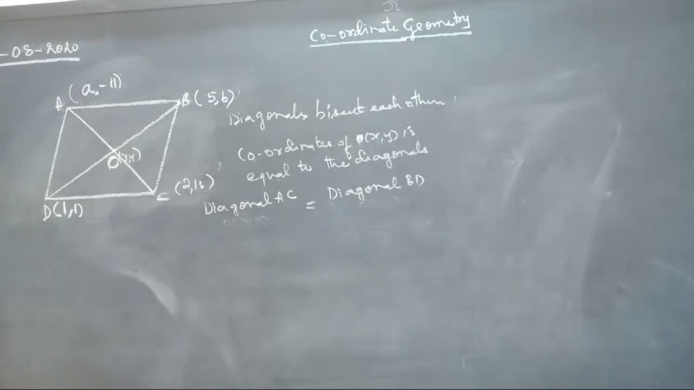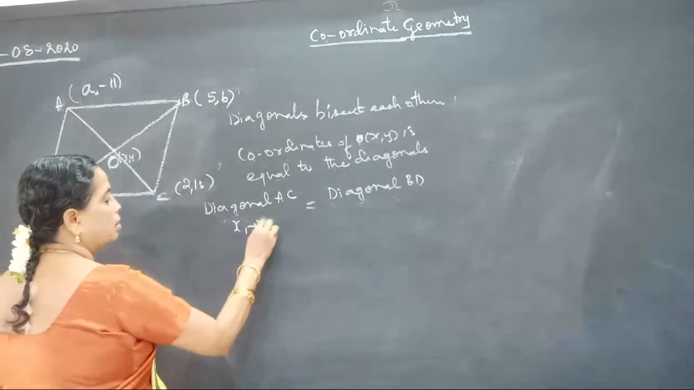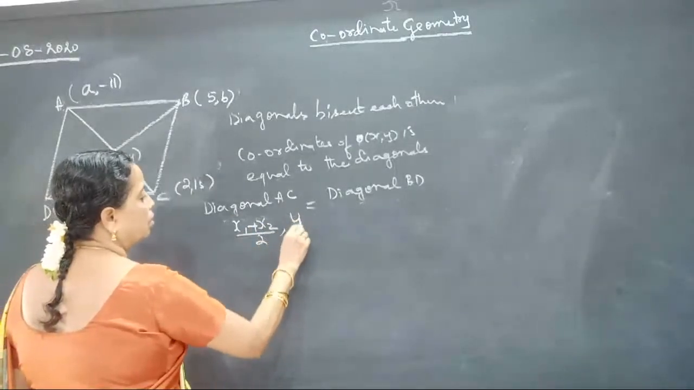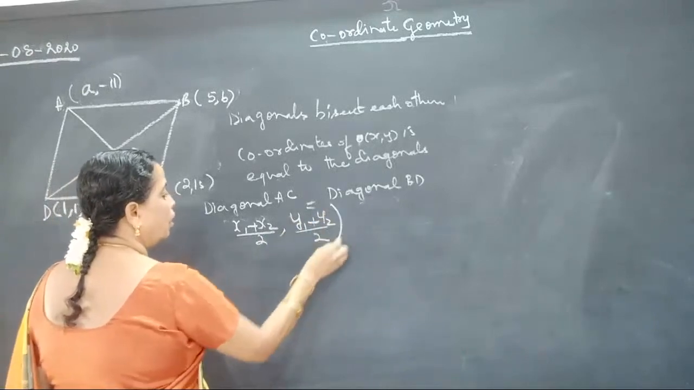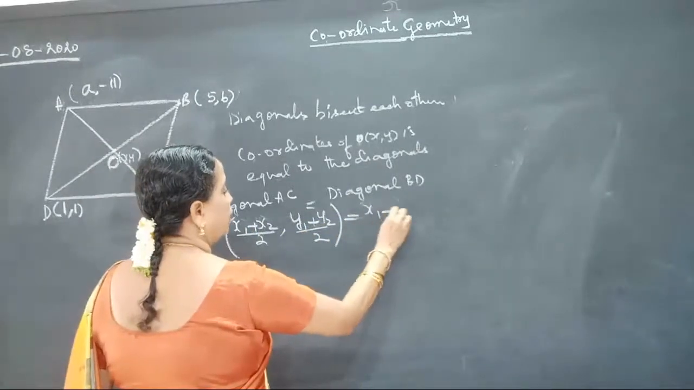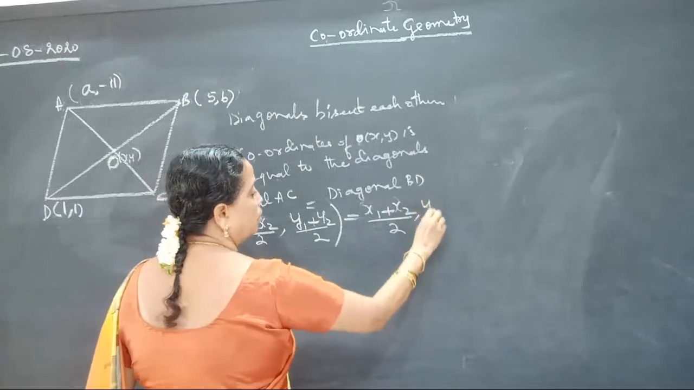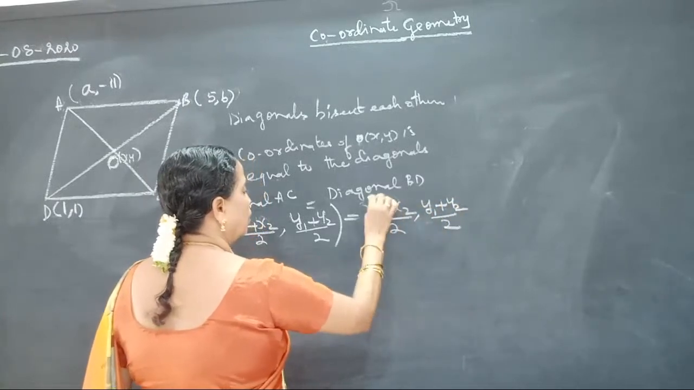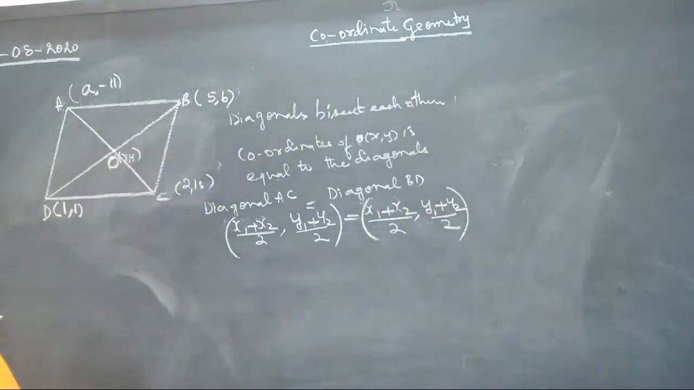What is the value of a? x1 plus x2 by 2, y1 plus y2 by 2 of diagonal AC, equals x1 plus x2 by 2, y1 plus y2 by 2 of diagonal BD.